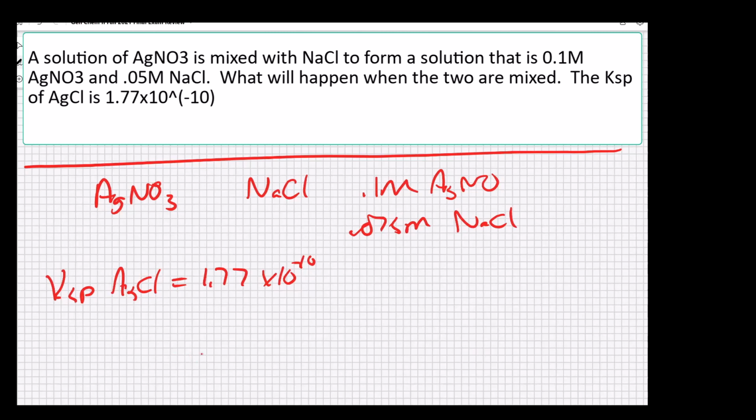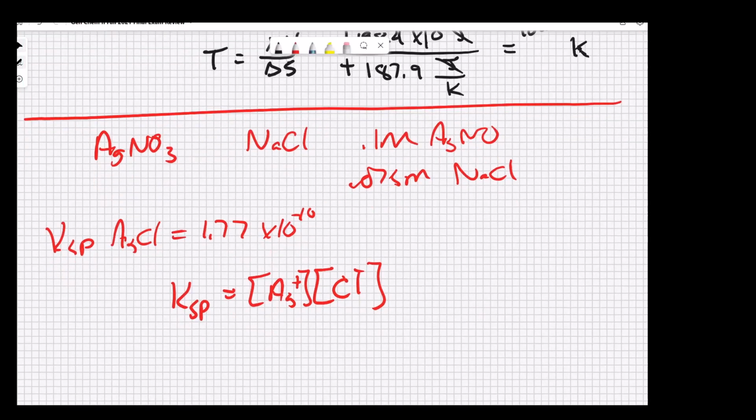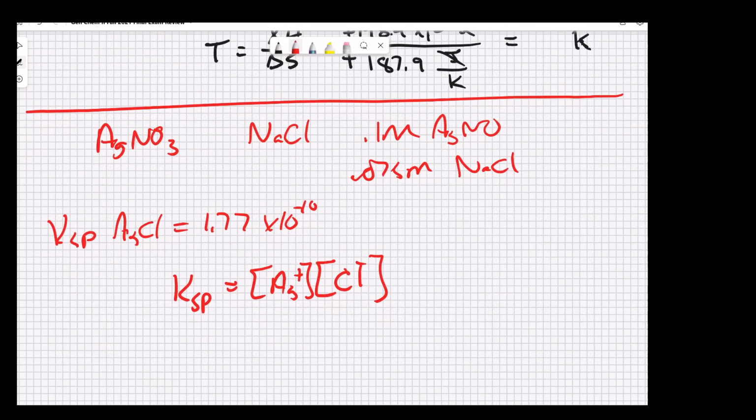Ksp is equal to, for AgCl, the concentration of Ag plus times the concentration of Cl minus, right? And so what we need to do is calculate the Qsp, right? So we calculate what this value is right now based on these solutions.